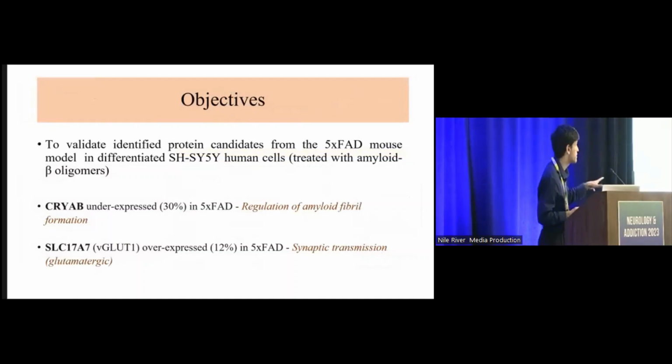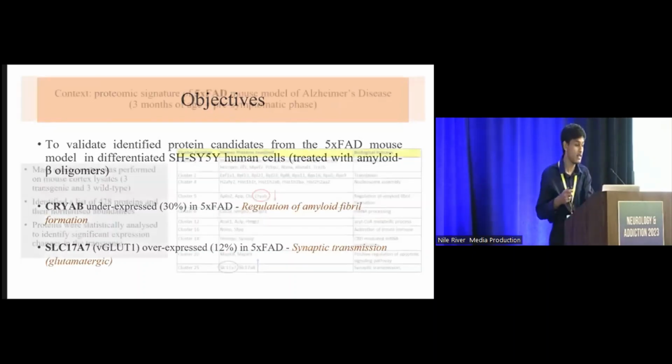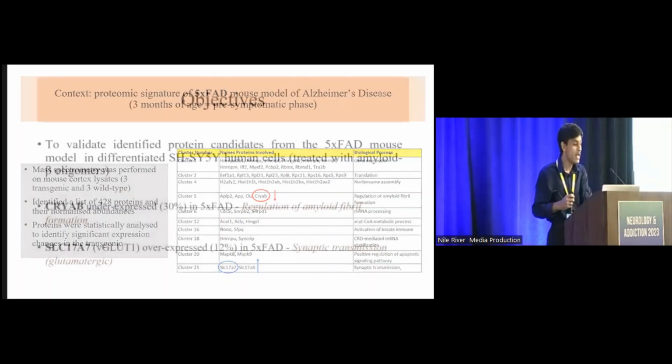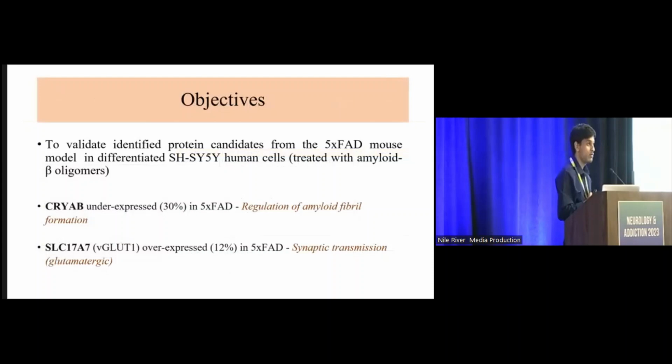Moving on into the objective of this study. The previous study that you saw is the initial study that was performed in 2020. In 2022, after the initial study, we wanted to validate our results in a human neuroblastoma model, the closest thing that you could get without having to use iPSCs. So the idea was to validate these results, and we wanted to see how CRYAB and VGLUT1 are affected in terms of expression within our human model.